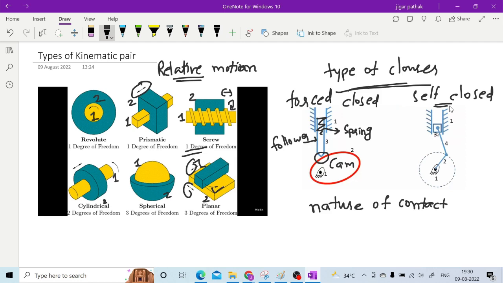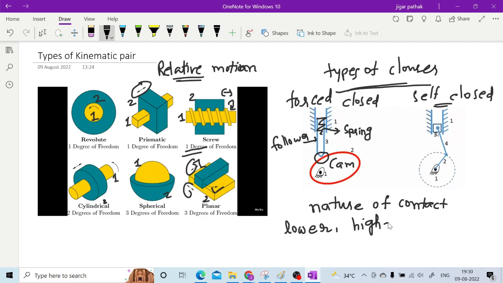Then based on nature of contact you are again having your classification of kinematic pair, that is lower pair, higher pair, right, and wrapping or wrap type, right?